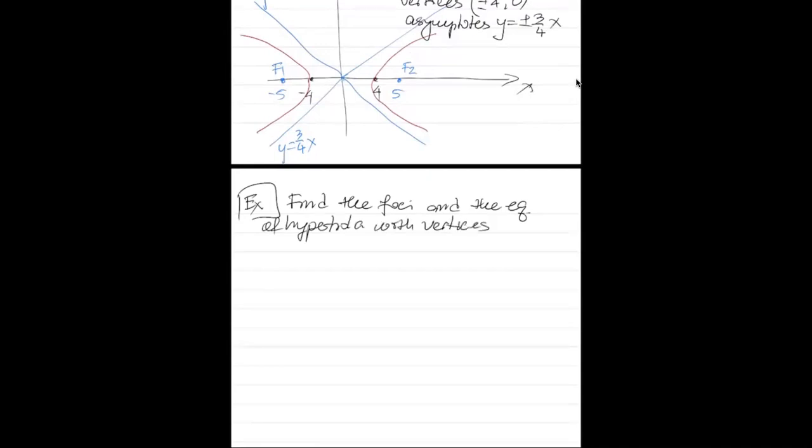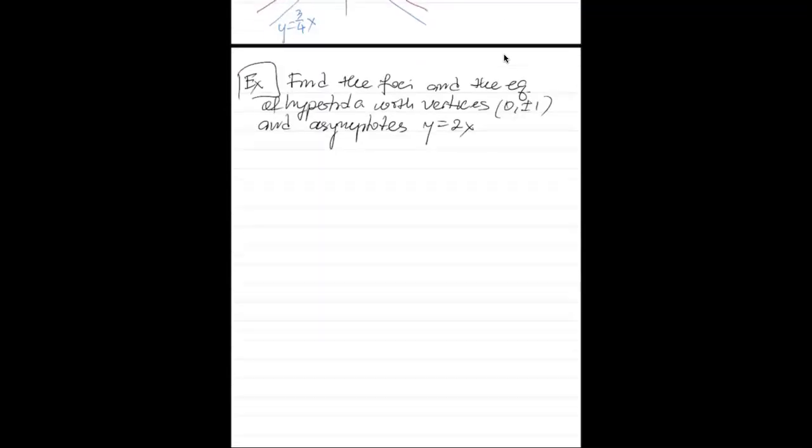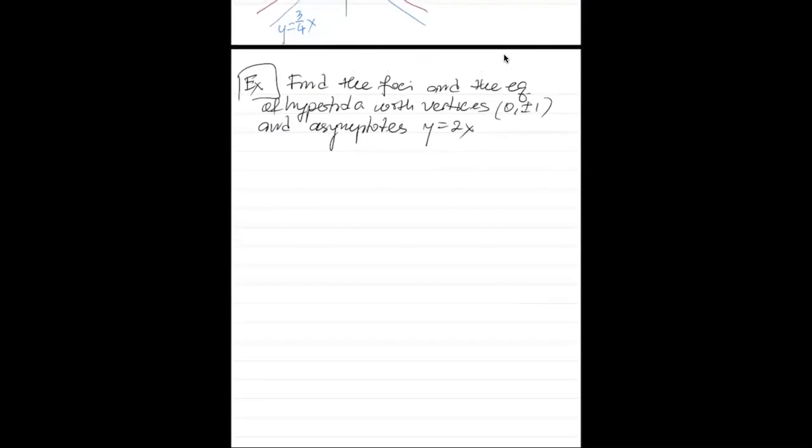Another example. Find the foci and the equation of the hyperbola with vertices (0, plus minus 1), and asymptotes y equals plus minus 2x. So we have to do two things, the equation and find the foci.